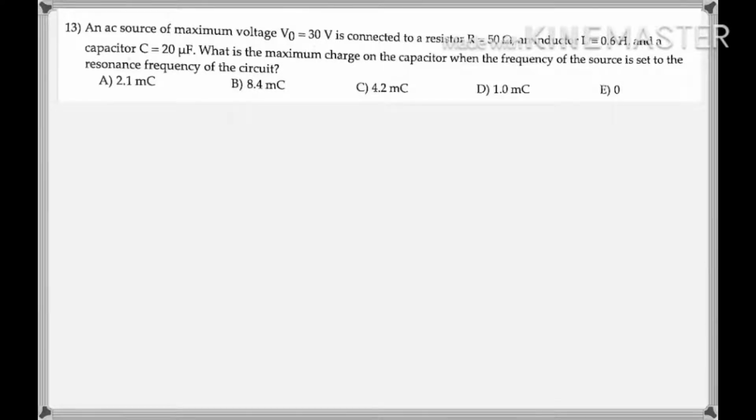Now, it doesn't say that it's connected in series, but from the next part of the question, we know that it is connected in a series circuit because it says what is the maximum charge on the capacitor when the frequency of the source is set to the resonance frequency of the circuit.